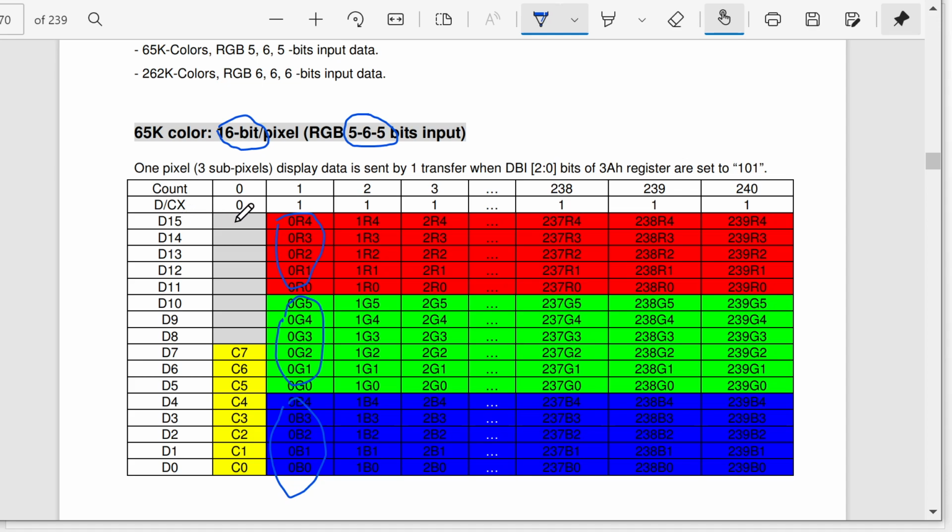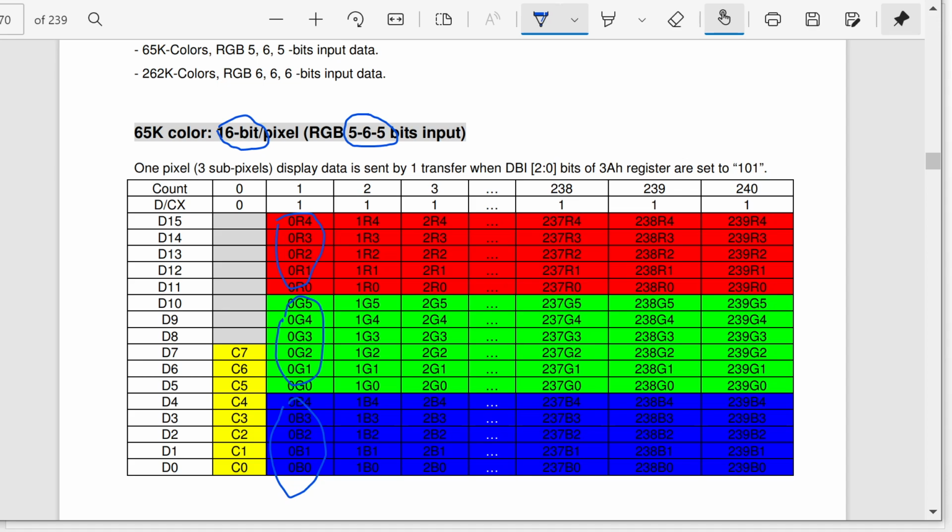Okay. So we have to send out all the color data according to this format, and the LCD will display the correct red, green, and blue. Otherwise, it cannot discern the color, okay? So this is also very important for our coding.